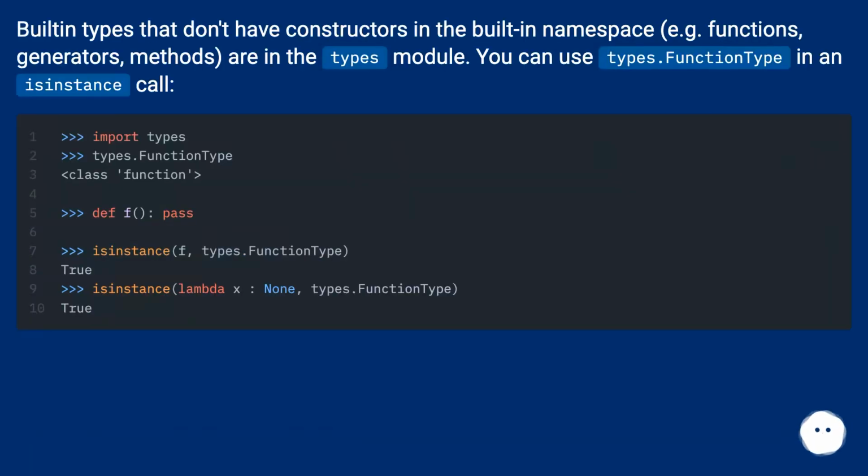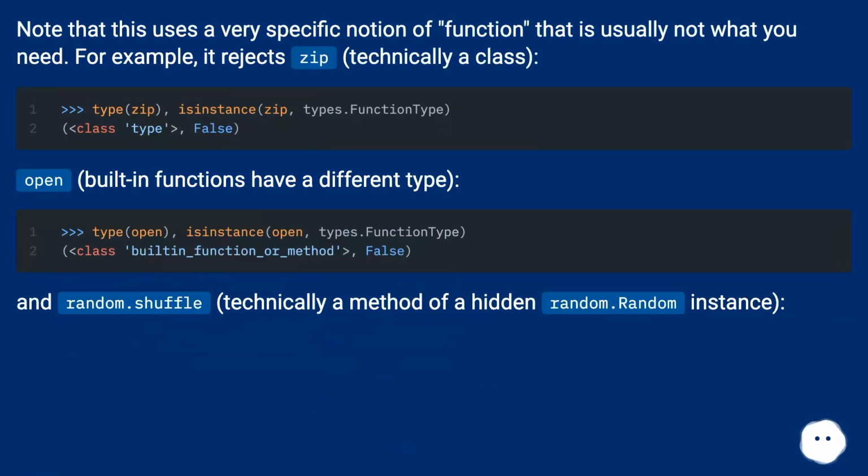Built-in types that don't have constructors in the built-in namespace, e.g. functions, generators, methods, are in the types module. You can use types.FunctionType in an isinstance call. Note that this uses a very specific notion of function that is usually not what you need.